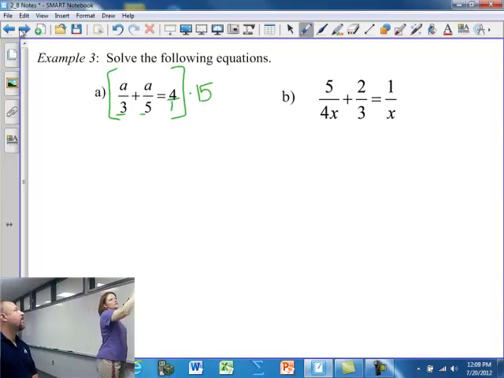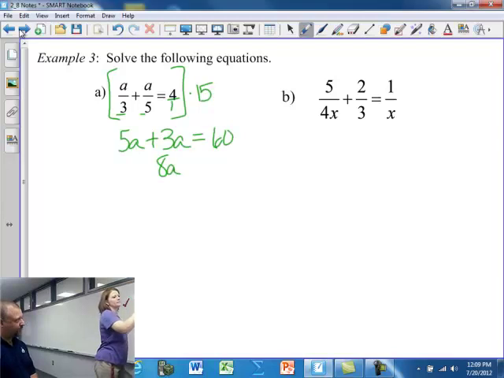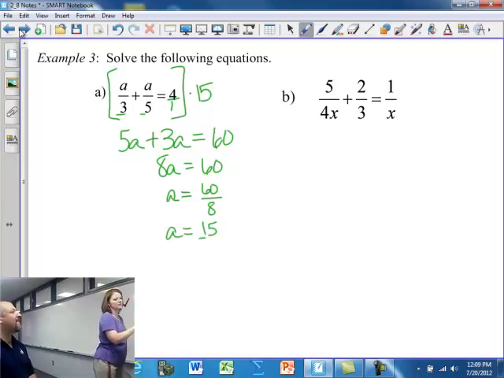So on the first one, 3 would go into 15 5 times. We had a 5a. And the 5 would go into 15 3 times. And we have a 3 times the other a. And on the right side of the equation, we got a 4 times 15, which is 60. So we get 8a equals 60. Divide by 8, and 60 over 8 will reduce by 4 to be 15 halves. And that's it. We're done.